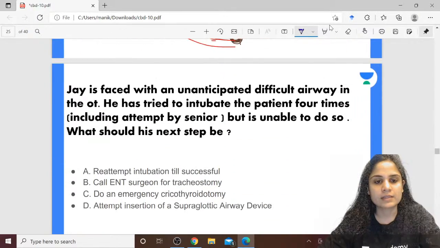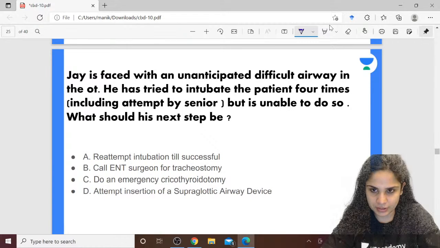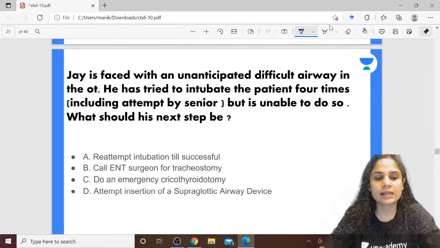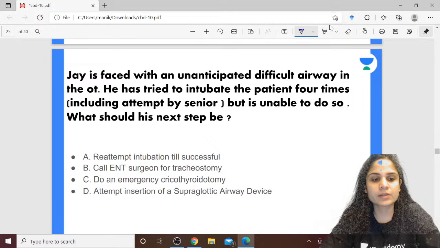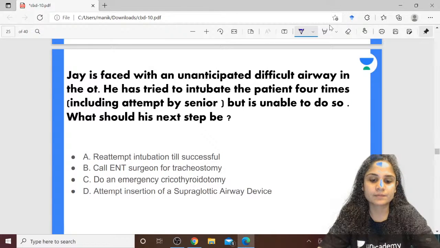Okay, next question. J is faced with an unanticipated difficult airway in the operation theatre. He has tried to intubate the patient 4 times, including an attempt by the senior, but he is unable to do so. What should his next step be? Reattempt intubation till successful, call ENT surgeon for tracheostomy, do an emergency cricothyroidotomy, attempt insertion of a supraglottic airway device.